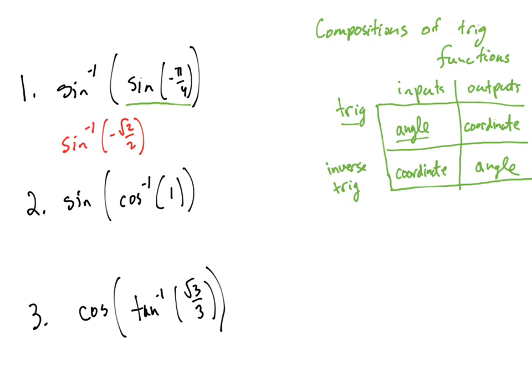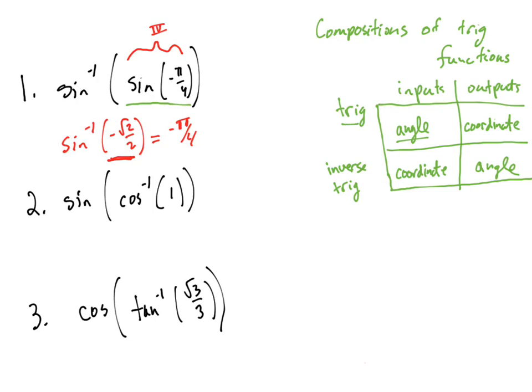Okay, this negative pi over 4 is in quadrant 4. So sine in quadrant 4 is negative. All right, so now we're saying sine inverse of negative root 2 over 2. Well, this is occurring in quadrant 4, so it's actually the exact same angle that we started with.